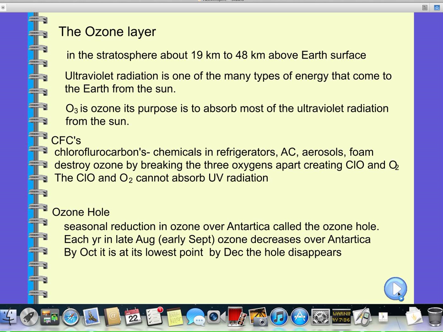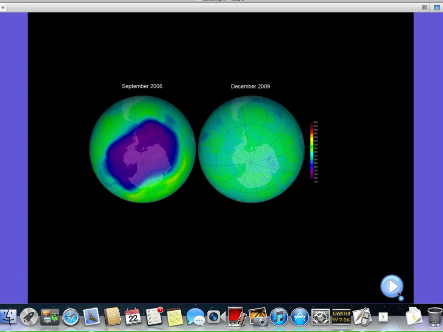Now, these completely break down the ozone, which is O3, and separate it into two parts: one being ClO, which is chlorine and oxygen, and the other O2. And neither of these can absorb that UV radiation, so it allows it to hit Earth and allows certain areas of the Earth to increase in heat.